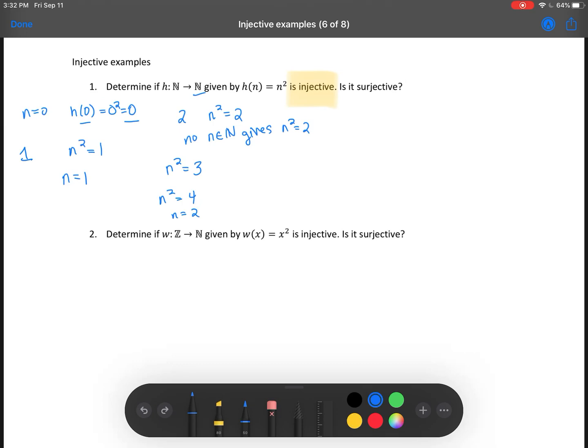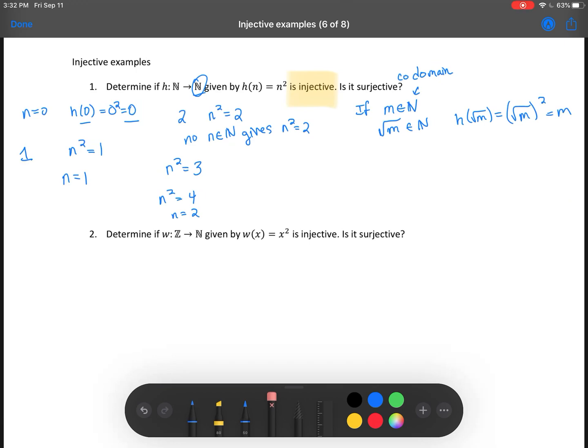So if we take an arbitrary element from the codomain, which is the natural numbers, then we have two cases. I'm going to call it M. So if M is in the naturals, and again, I'm thinking of this as being the codomain, then we have two cases. Either the square root of M is a natural number, in which case h of the square root of M equals the square root of M squared, or in other words, just M.